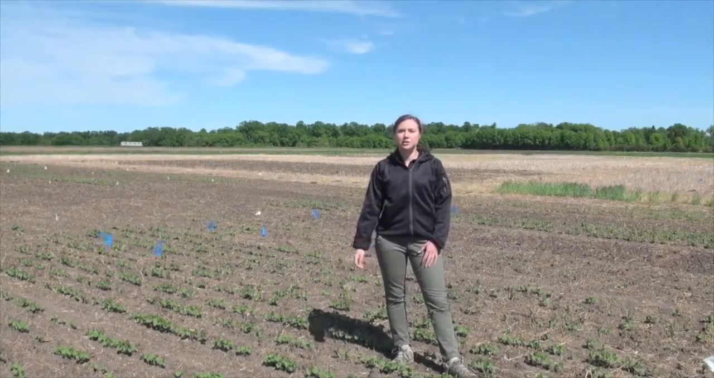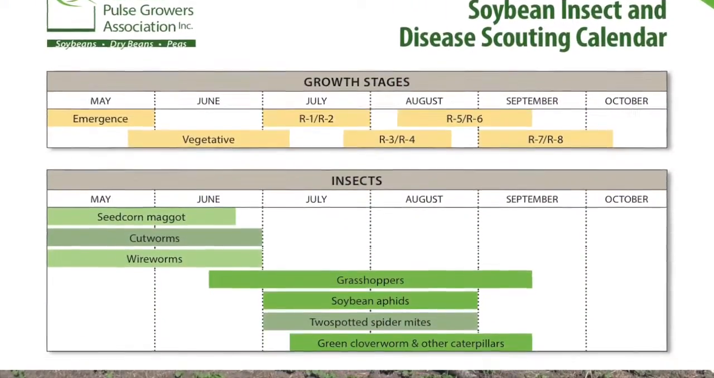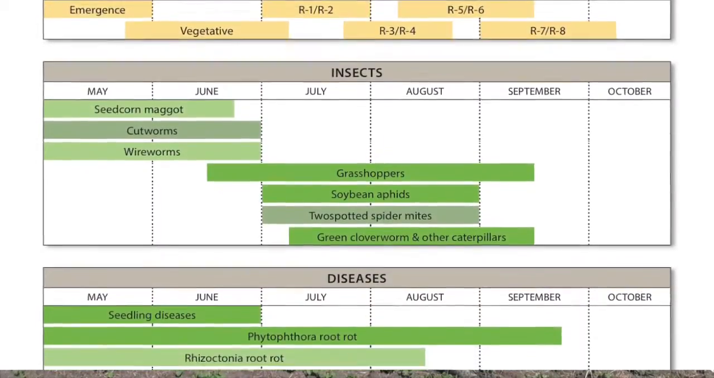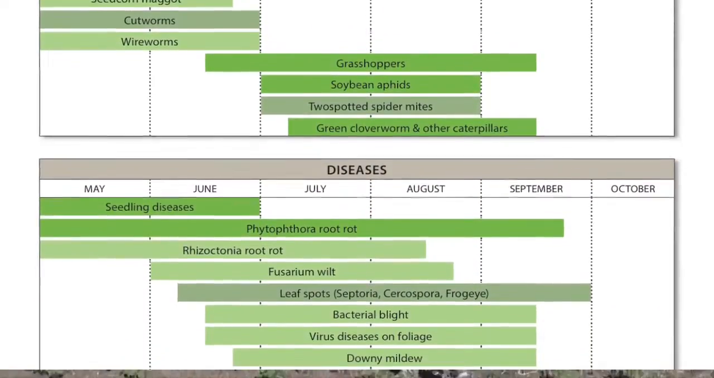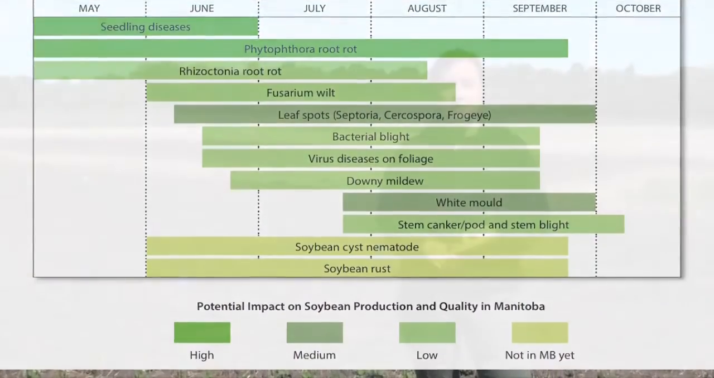Right, so actually MPGA just came out with a brand new insect and disease scouting calendar for soybeans that's specific to Manitoba. In the early season, here in early June, as far as insects, we want to be looking for things like cutworms and wireworms. We'd be using the same scouting techniques as for other crops. And then for diseases, some of them are a bit more specific to soybeans.